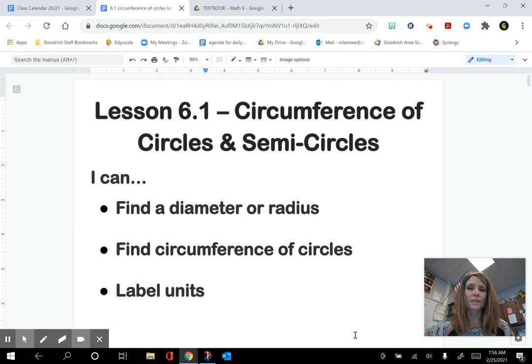We'll be using a lot of key vocabulary words, the first of which are diameter and radius. Then we'll be talking about what is a circumference and then how do we find it. And then once we've measured that circumference, how do we label those measurement values?